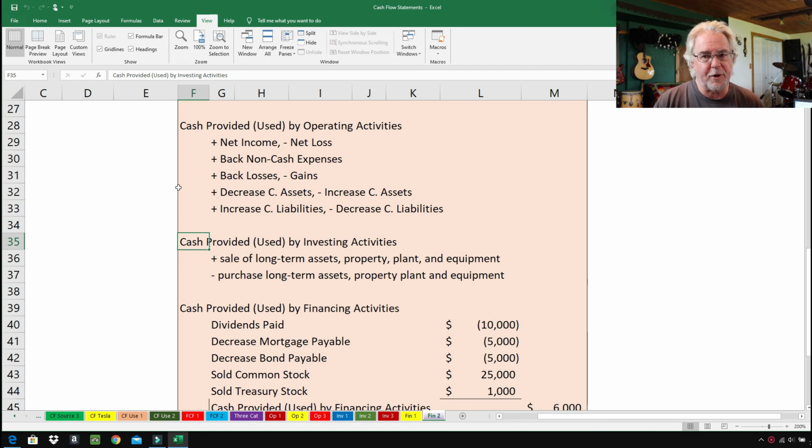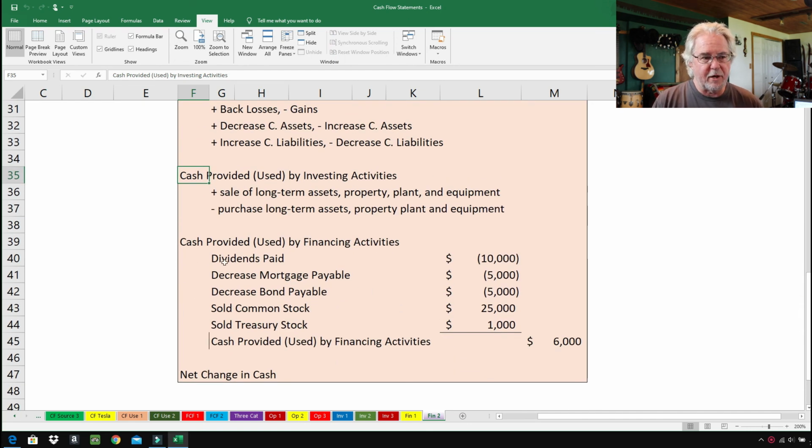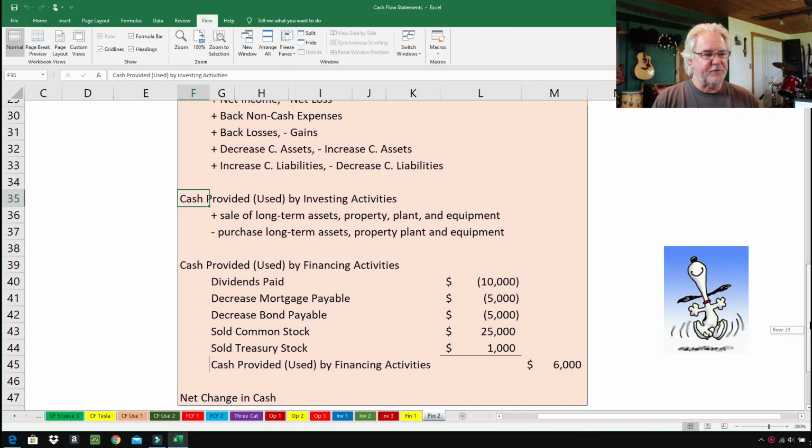This has to do with property, plant, and equipment. Long-term assets. Did we sell any long-term assets or did we buy any long-term assets? Then, of course, the lesson for today was financing activities. What kind of things go here? Long-term debt and transactions with owners. So there you go. There's the cash flow statement.